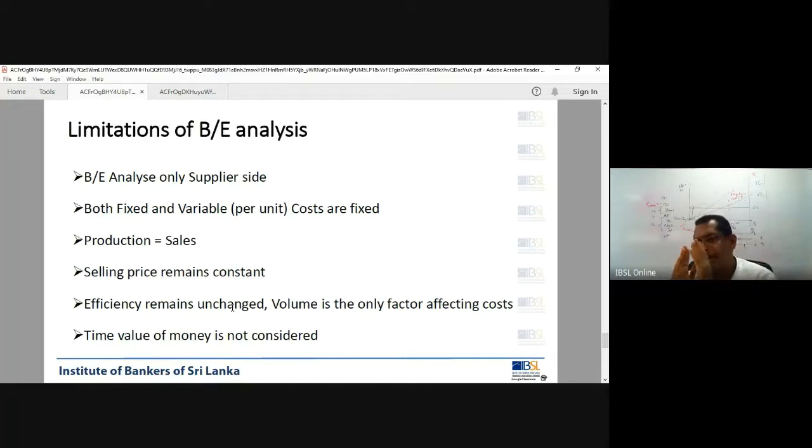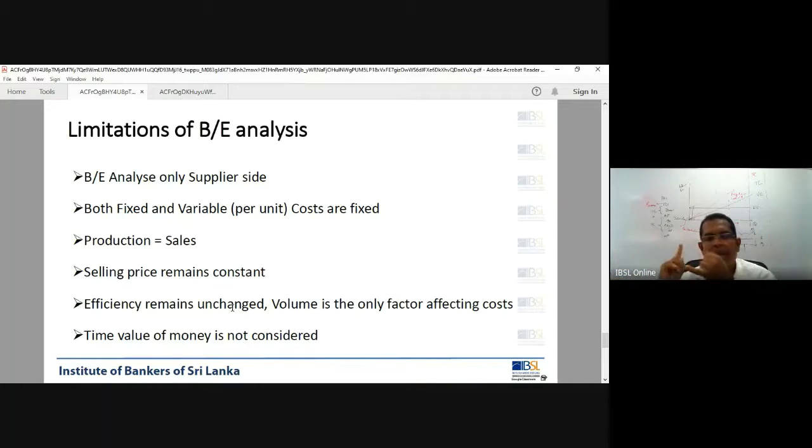Then we discussed saying quantity produced equals quantity sold. We didn't consider the opening stock and closing stocks and whatever. We didn't consider time value of money, which we are going to learn very soon. Next week we will be learning. We didn't consider the time value. We thought the value of rupee today and tomorrow both the same.